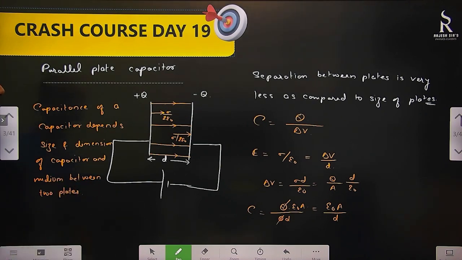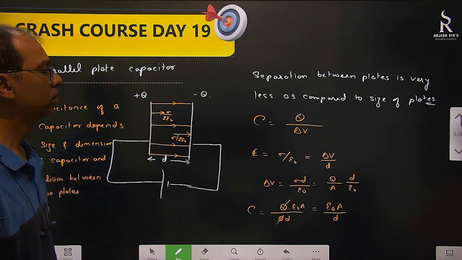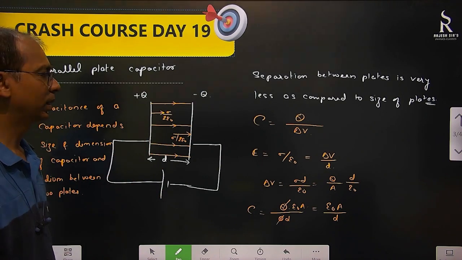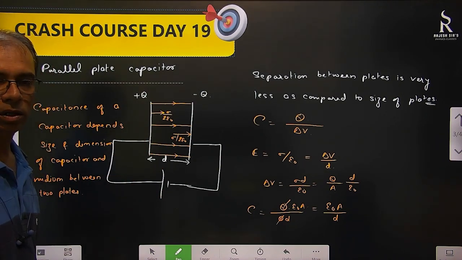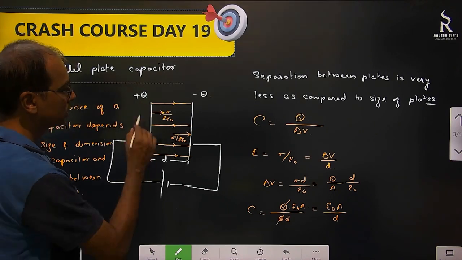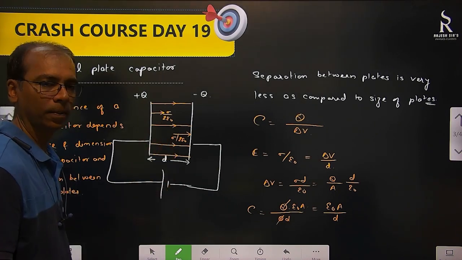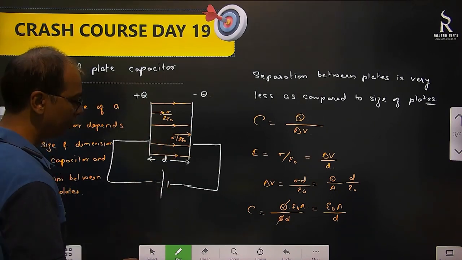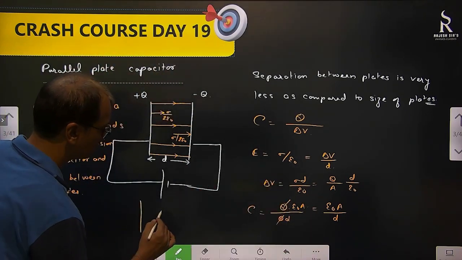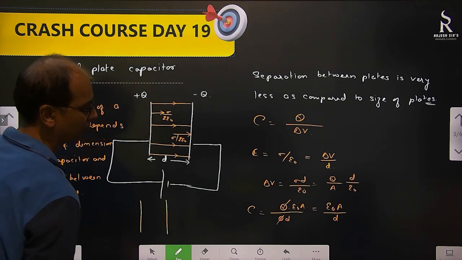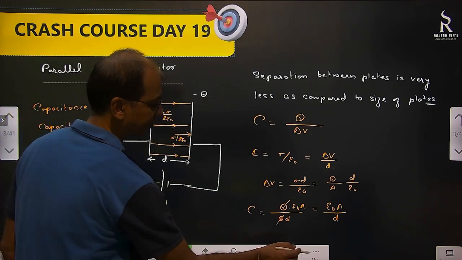Now suppose that we are going to have a medium whose dielectric constant is K in between. In that case, what happens? Its capacitance will become K epsilon naught A by D, because the medium will have permittivity epsilon. So suppose this is a capacitor and we are fully filling it.